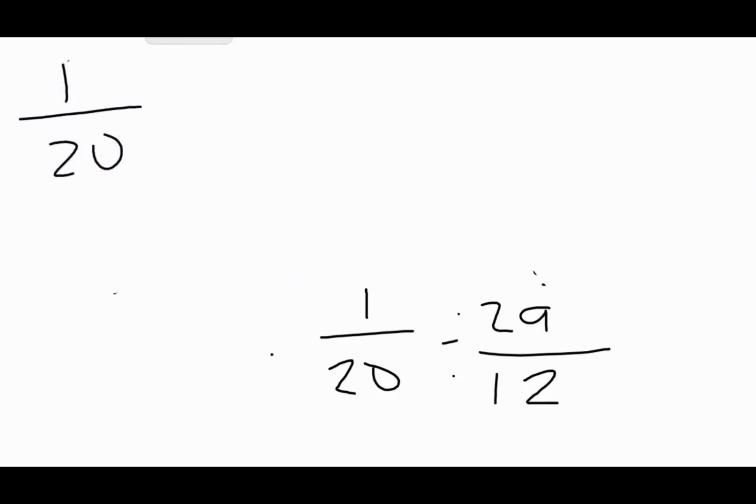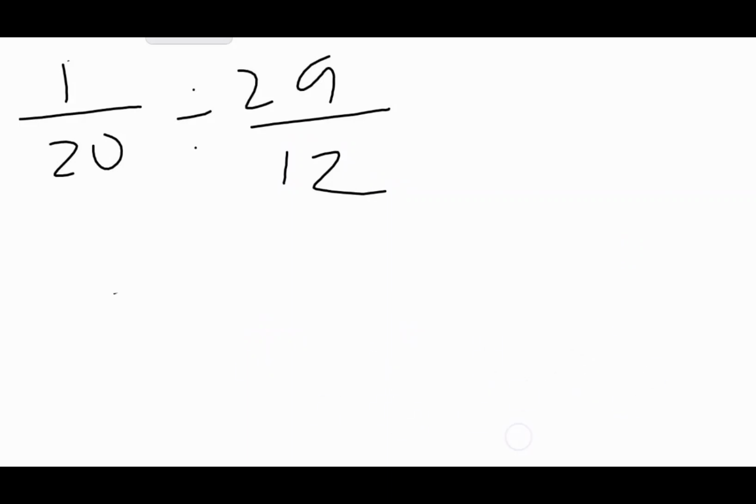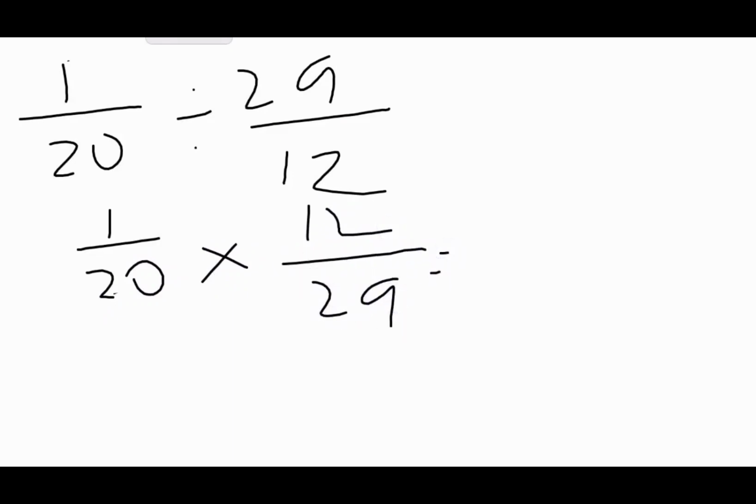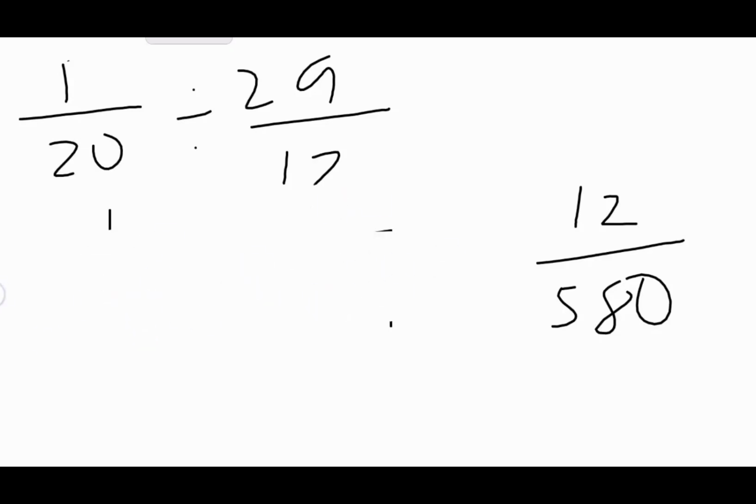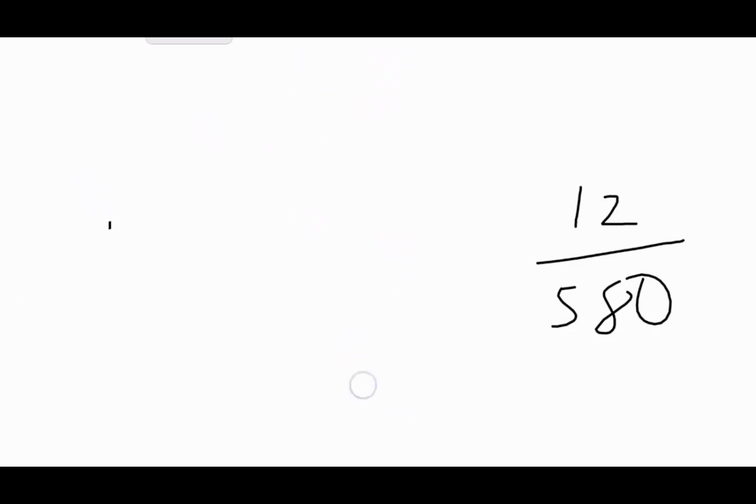-1 over 20 divide 29 over 12. So, keep, change, and flip. That's 12 over 580. So, I think, masimplify pa ni siya. Atong i-rewrite. 12 over 580.